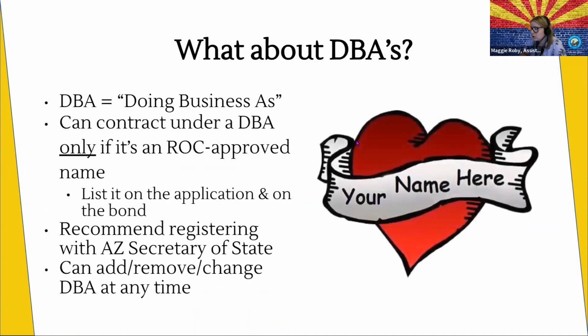So your license entity name can also contain a DBA. A DBA stands for doing business as. You can contract under a DBA, but only if it is an ROC approved name, which means it must be listed on your Part 1 of the application as well as listed on your bond.